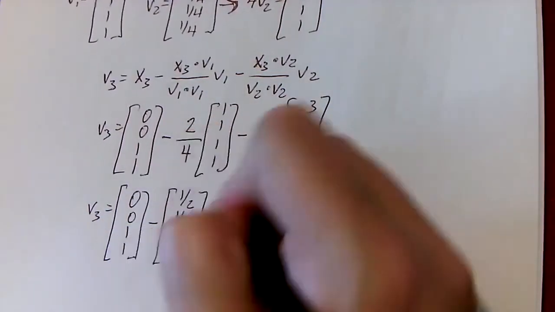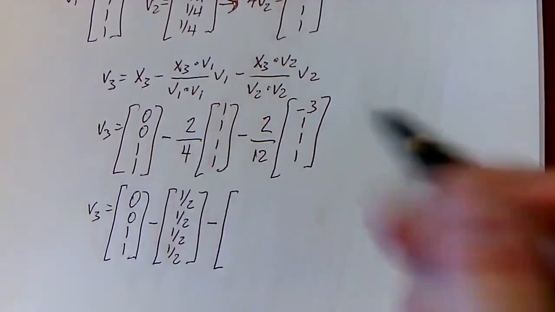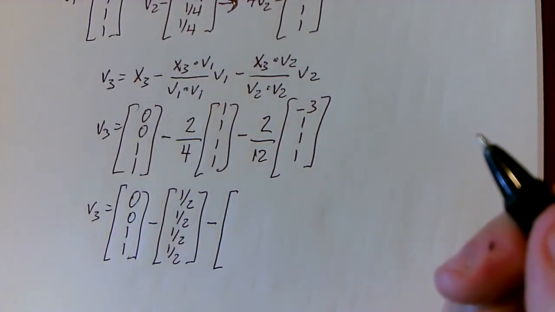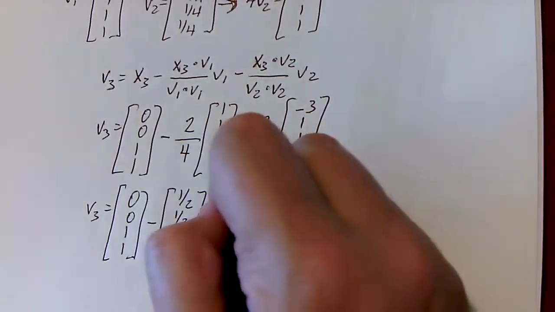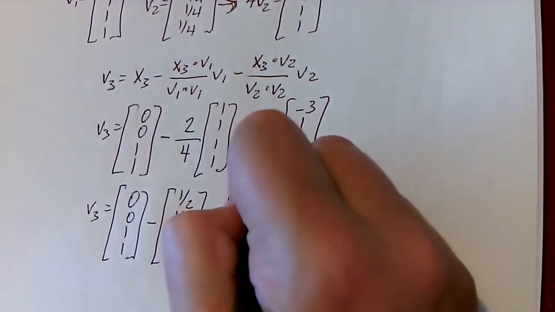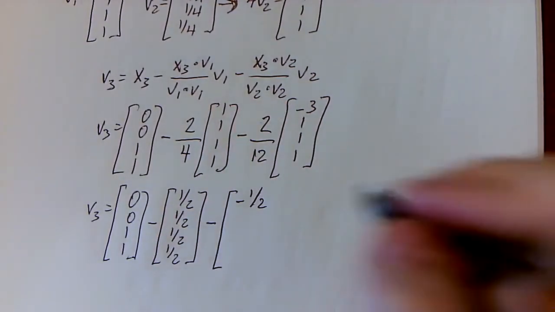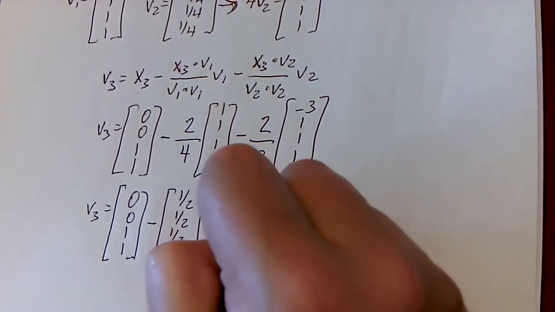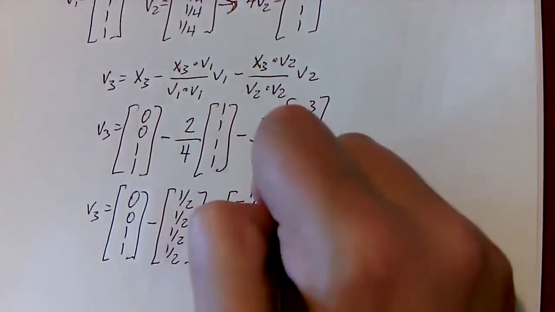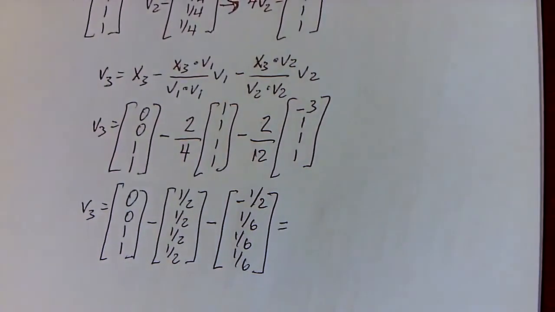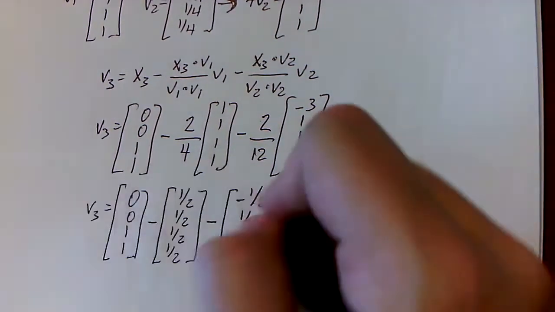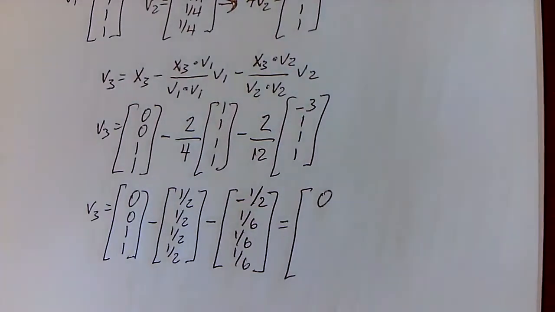Minus, okay, 2/12 is 1/6. So 1/6 times -3 is -1/2. 3 divided by 6. Then I have a 1/6, a 1/6, and a 1/6. So I have -1/2 plus 1/2, plus 0. That first coordinate is 0.